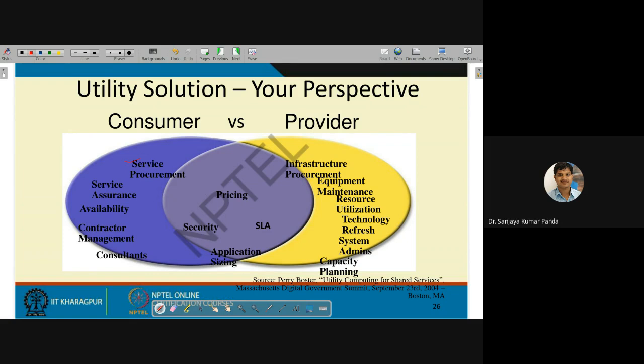Now coming to service assurance. The service which I'm requesting from my cloud service provider should follow some terms and conditions. Some assurance should be there. So that is also a requirement of a consumer. And availability of the resources should be there. So that is my expectation. I'm expecting that the resource provided by my cloud service provider should be available. So that also comes under the consumer. Contractor management, that is also a consumer. Consultants, they are also consumers.